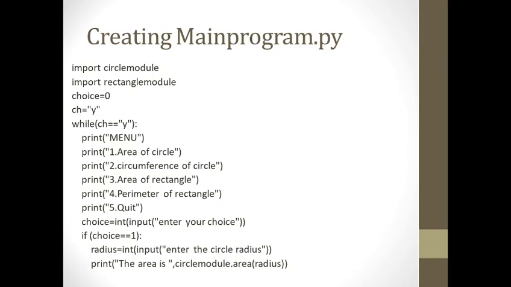If the choice is 1, then circle module is called. See here, if choice == 1, radius equals int(input("Enter the circle radius")). Print the area is circlemodule.area(radius). Here both the two modules are imported: import circlemodule, import rectanglemodule. So we can call these functions from the module in our program.